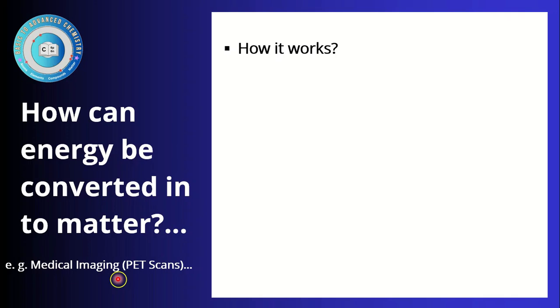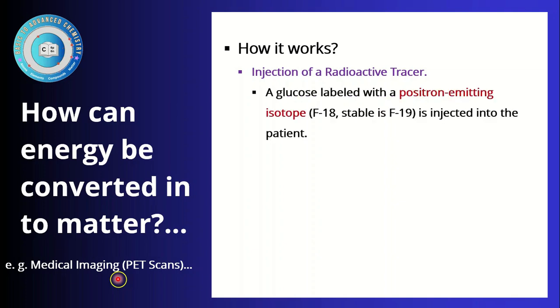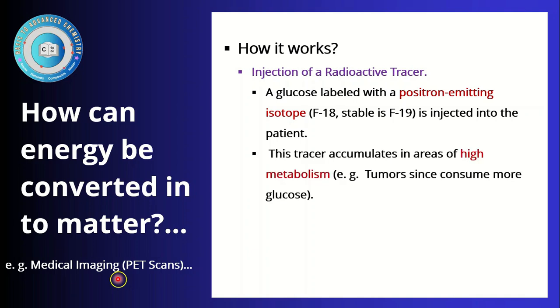How does it work? There are different steps. The first one is injection of a radioactive tracer. Glucose labeled with a positron-emitting isotope like fluorine-18 is injected into the patient. This tracer accumulates in areas of high metabolism, like around cancer cells, because they consume more glucose.